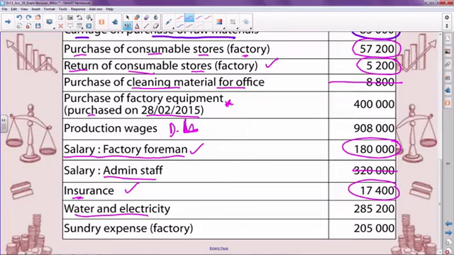Let's see whether there are other expenses relating to the factory. Right, so we completed insurance. So there's one on water and electricity, and there's sundry expense. So let's look at water and electricity first. I think we've dealt with this already, but I forgot to include the total water and electricity, 285,200. We dealt with the adjustment. So let me just take this through, 285,200.